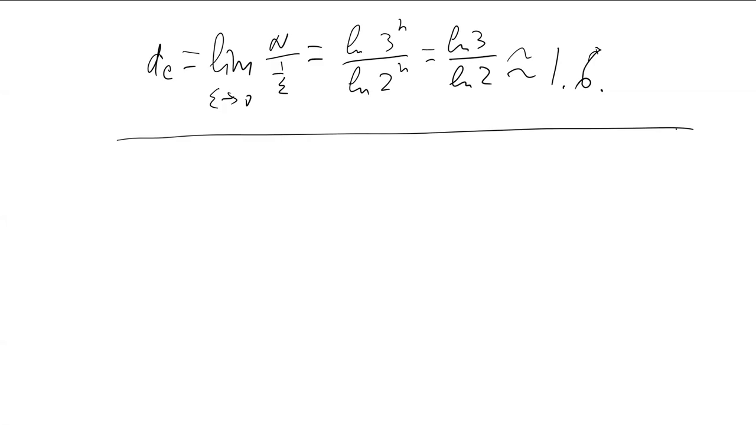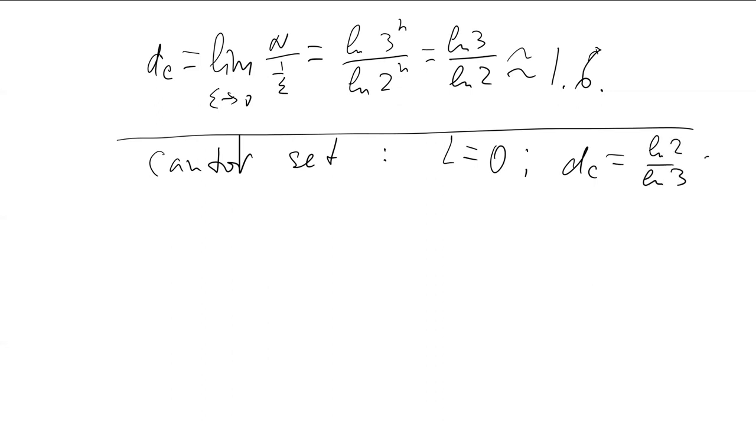So what is interesting? Let's make some conclusions. Cantor set. Length of Cantor set is 0. Dimension is logarithm of 2 divided by logarithm of 3, which is less than 1. So this means that it is not quite line. It is an object which has dimension which is less than dimension of line.